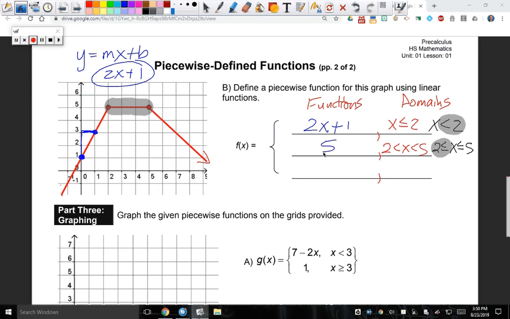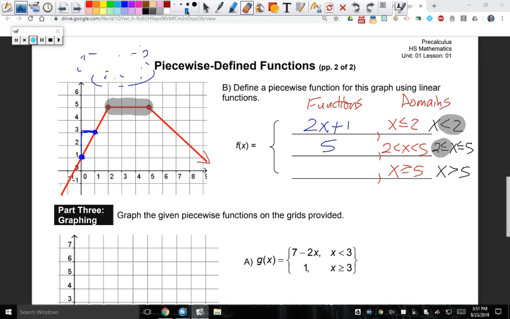The last one is going to be from 5 to infinity. And if I'm going with what I have in red, it'd be greater than or equal to 5. If I'm going with what I have in black, it would be greater than 5. Because I'm not going to fail the vertical line test by double dipping and having 2 equals on 2 different places like that. Now this one is a little bit tricky.